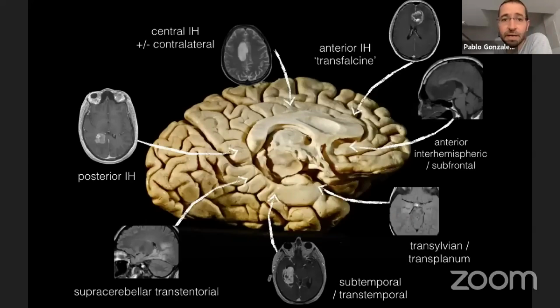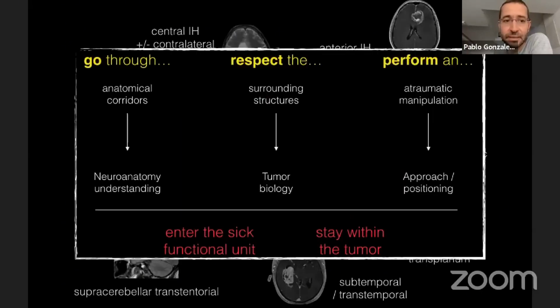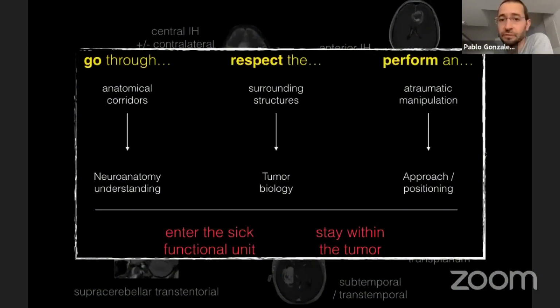So just to summarize, these are the different approaches applied to the anatomy that we can use to approach limbic and paralimbic lesions. So we can go interhemispheric, ipsi or contralateral, doesn't matter, whatever you feel more comfortable with. We can go supracerebellar transtentorial to the parahippocampal regions, and generally we go transsylvian or transtemporal to the parahippocampal and hippocampal regions. But always keep in mind that we have to go through anatomical corridors, respect the surrounding structures, and try to perform atraumatic manipulation.